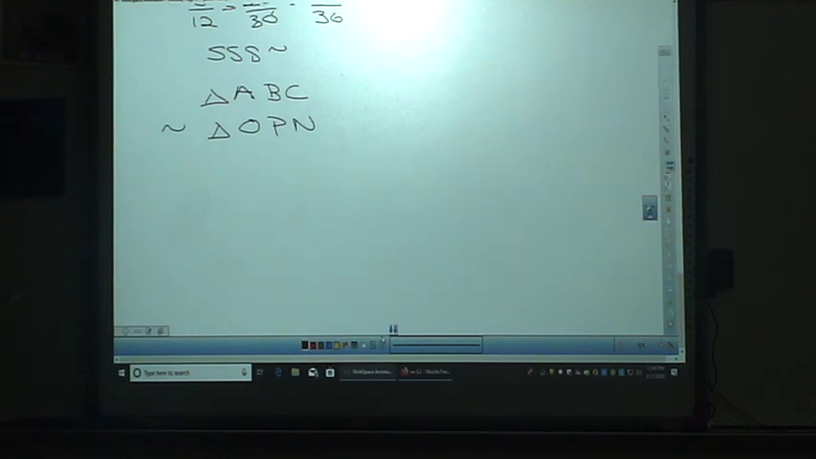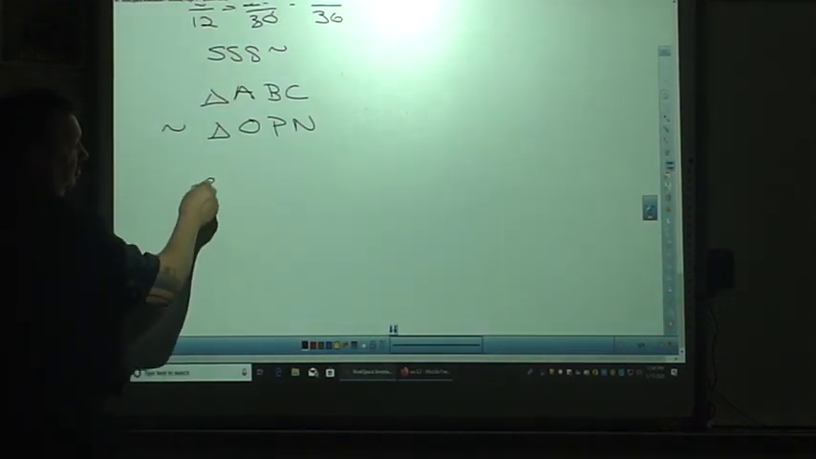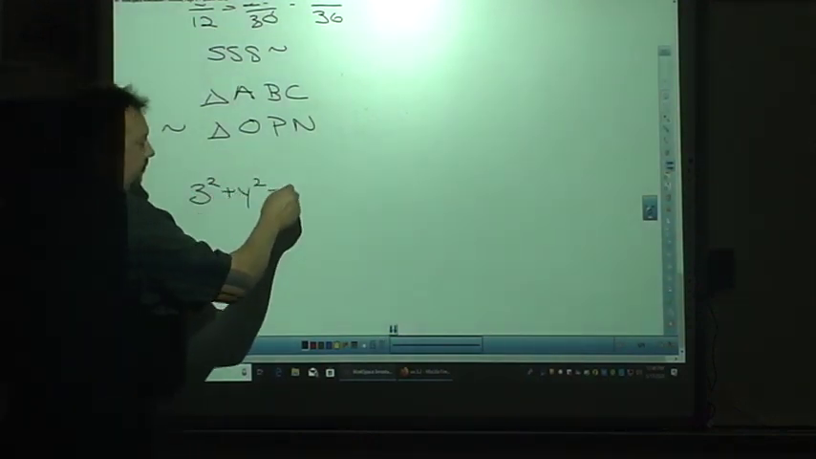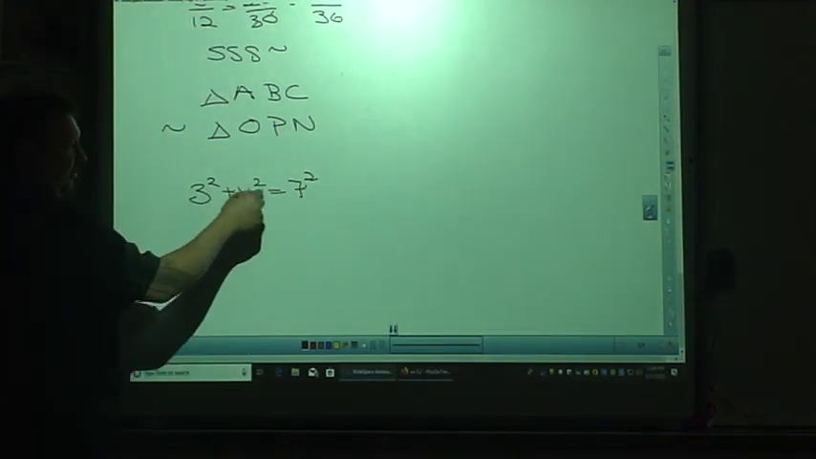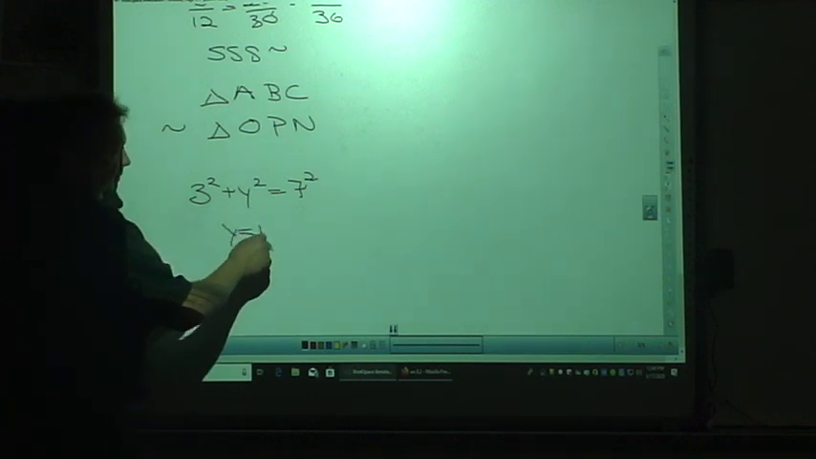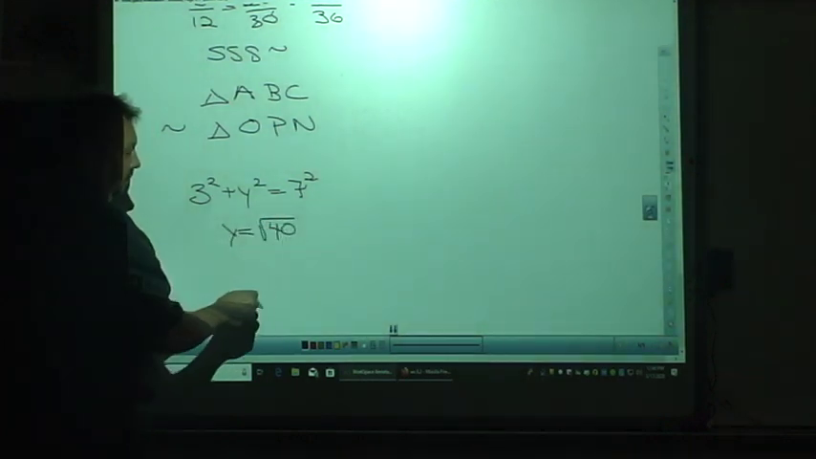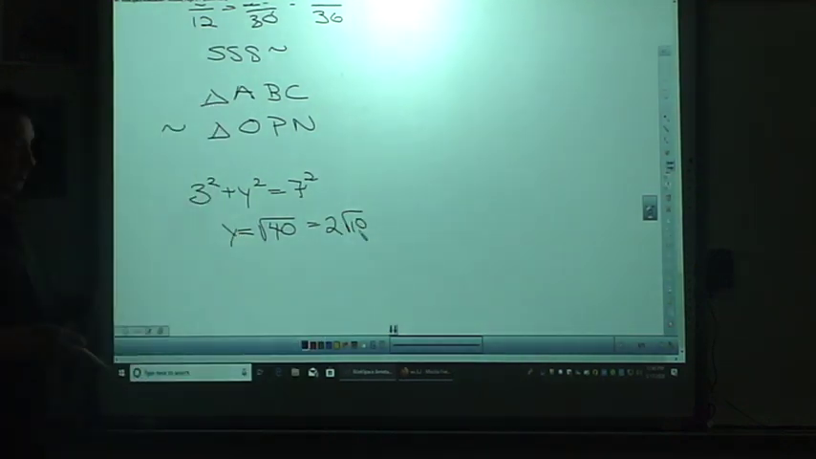For 17, you need to think a little bit about something else. You can't solve this by just setting up a proportion. You first have to find what y is. And in this case, you're going to get 3 squared plus y squared equals 7 squared, and you will get y is equal to the square root of 40, which is 2 square root 10. I use the Pythagorean theorem to find y first.